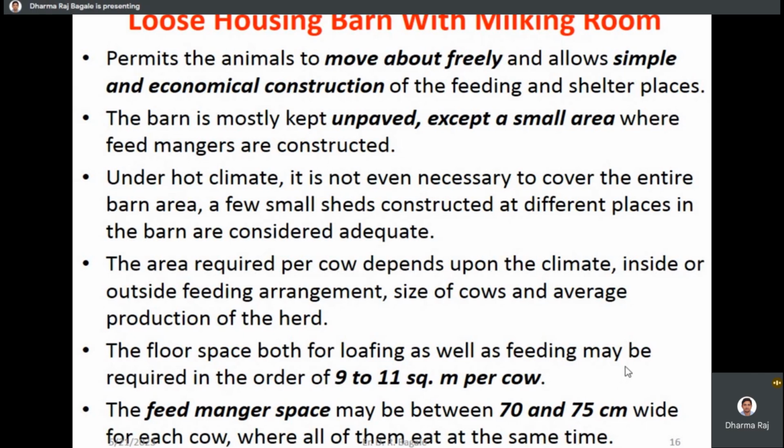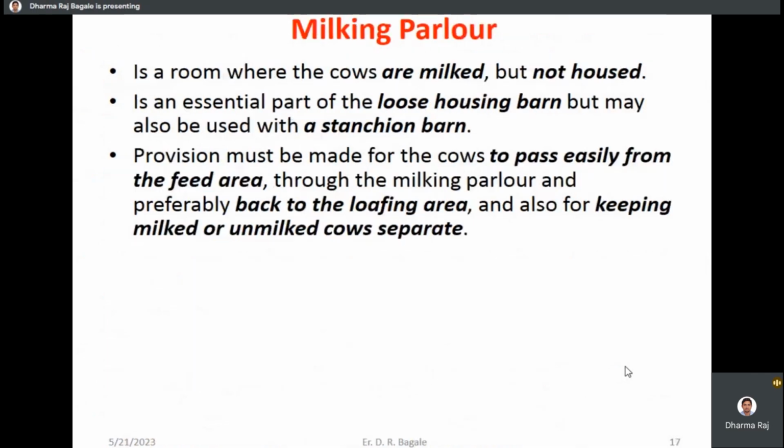But in the case of a stanchion barn, you can feed the animals only individually. You feed one animal, then another animal, turn by turn. So less labor is sufficient. Here you have to be well prepared with the feed before releasing the animals to the feeding area. And we can build some partition fence between this feeding area and loafing area, so that we can first keep the feed in the trough and only then move the animal from the loafing area, that is the resting area, to the feeding area.